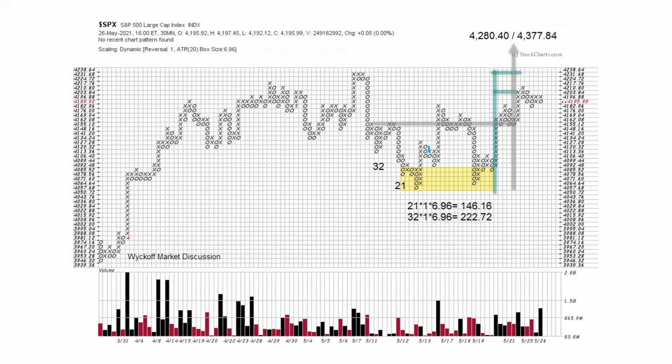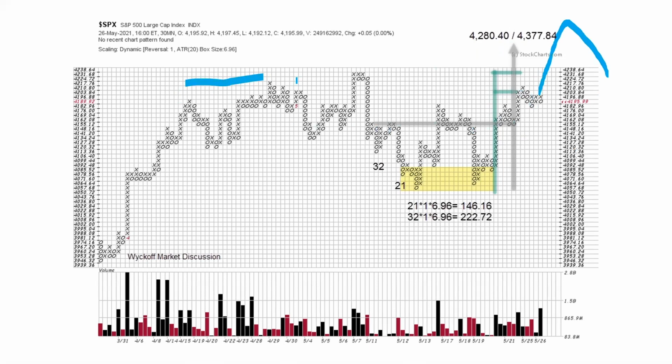So here you can see this yellow shaded area creates a large count, 21 columns, 146.16 points of upward potential. It actually fulfilled that count around 42.10, and then there's an upward count of 42.31. Well, actually, this is through May 26. We actually have gotten up to that 42.30 area, but there's a larger count here, and this larger count goes to 42.80. So it's possible that we could go over the top of this range.